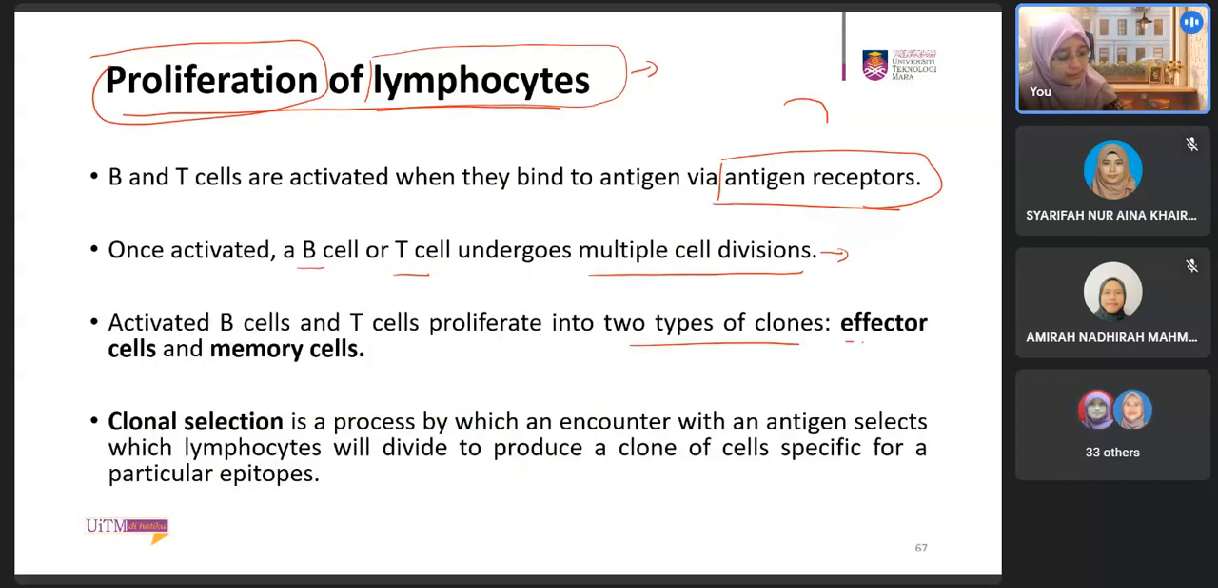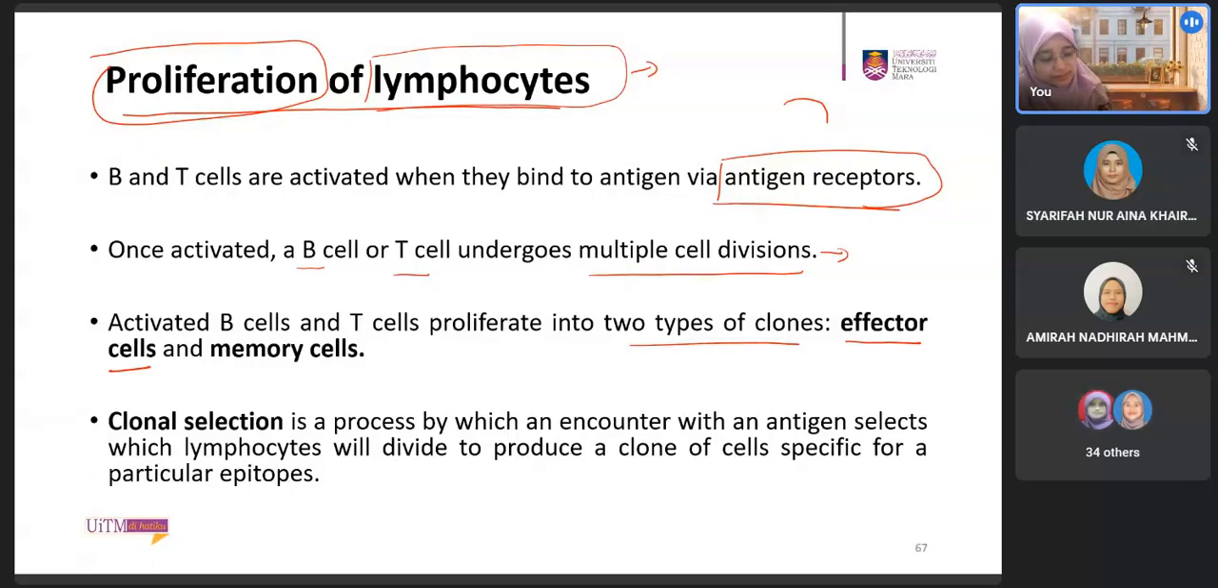Okay, so the first clone is the effector cell. The effector cell will function at the time of infection. Dia akan berfungsi pada masa yang awak sakit tu. Okay, when the virus enters into your body, the body needs to fight the virus or the pathogen. So that is the function of the effector. It functions at the time of infection.